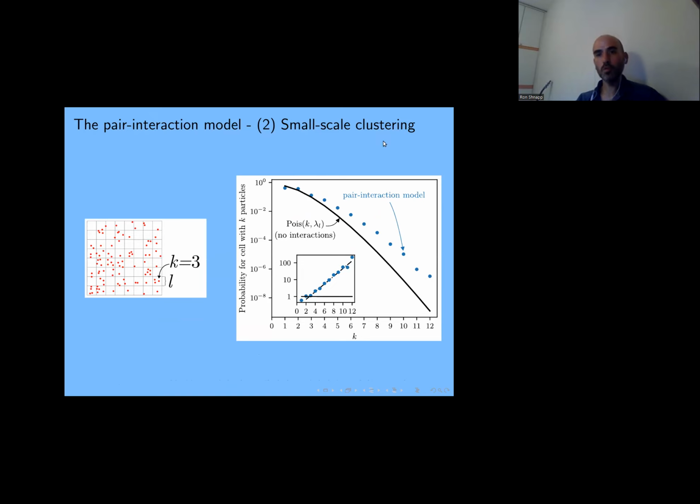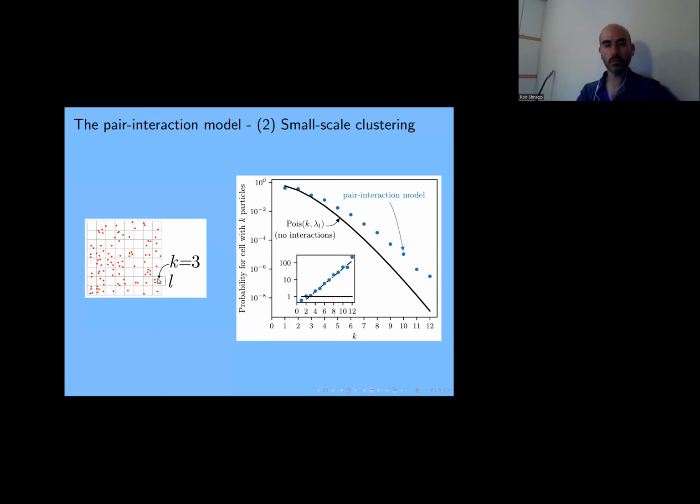Now let's talk about small-scale clustering. In order to analyze this quantitatively, we can do the following kind of analysis. We take the whole numerical domain that we have in our model, and then we divide it into smaller bins. These bins are small cubes with a side length of L, symmetrical cubes. And then we can go over all of these bins, or cells, and count how many particles we have in each and every one of these cells, right?